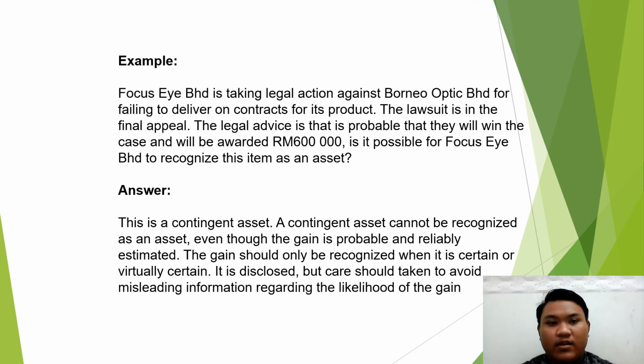For example, Focus I Berhad is taking legal action against Borneo Optic Berhad for failing to deliver on contract for its product. The lawsuit is in the final appeal. The legal advice is that it is probable that they will win the case and will be awarded RM600,000. Is it possible for Focus I Berhad to recognize this item as an asset? Why? The answer is that this is a contingent asset. A contingent asset cannot be recognized as an asset even though the gain is probable and can be estimated. The gain should only be recognized when it is certain or virtually certain. It is disclosed, but care should be taken to avoid misleading information regarding the likelihood of the gain.